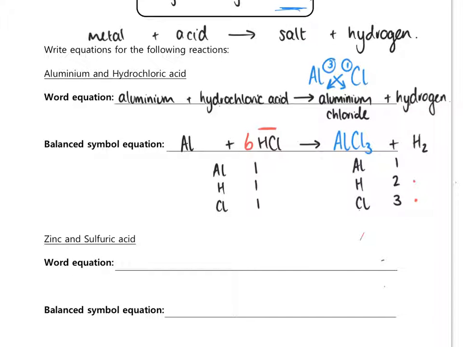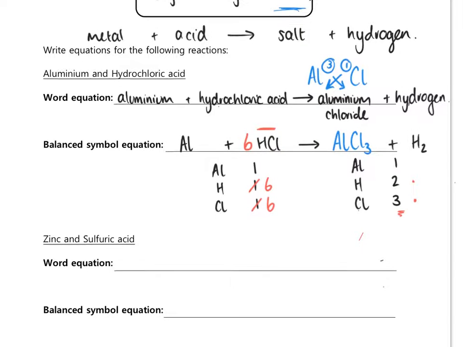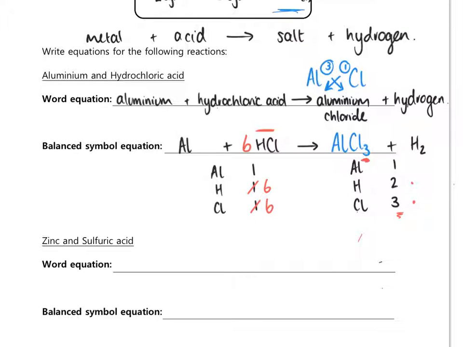So I need 6 hydrochloric acids. That means that my number of hydrogens is 6 and my number of chlorines is also 6. So how am I going to get 6 chlorines on the right hand side? Well, I've got 3 chlorines in my aluminium chloride. So I need to think what number multiplied by 3 is going to give me 6. And that is 2. If I put a 2 in front of the aluminium chloride, I now have 2 aluminiums, and I have 2 times 3, which is 6 chlorines.